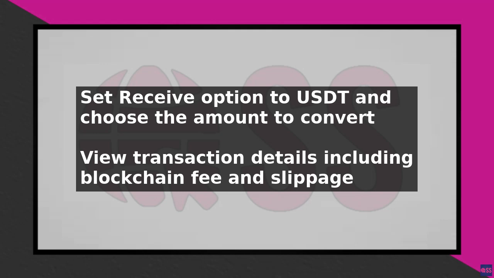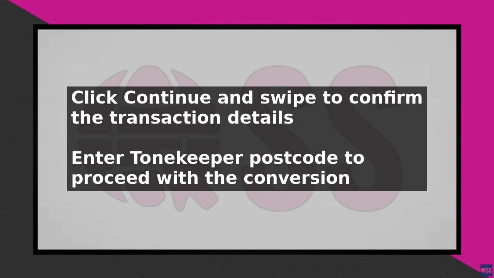You can also search for it if you're having trouble finding it. Once you've set the swap to send TON and receive USDT, choose the amount you want to convert, such as 1 TON. You'll see the transaction details, including the blockchain fee and slippage, and you can proceed by clicking Continue.